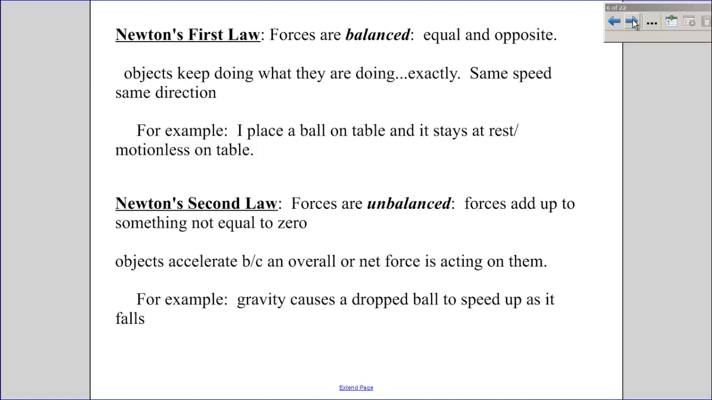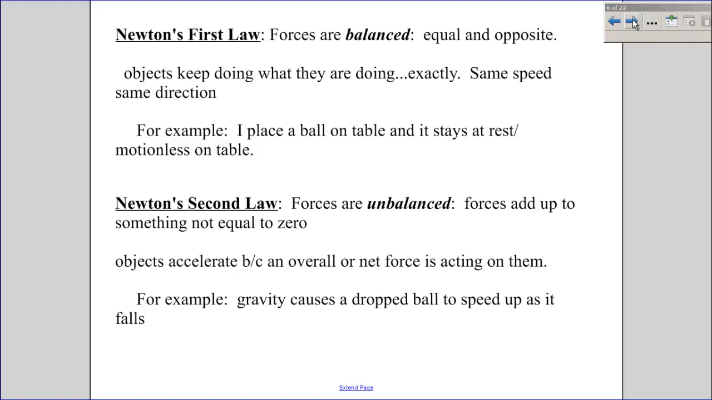And the first law, and again this is review, deals with forces that are balanced on an object. So equal and opposite forces. If the forces are balanced, the ball or the object is going to keep on doing what it's doing. Same velocity, same direction. So objects keep doing what they're doing exactly. For example, I place a ball on the table, forces are balanced, it just sits there.